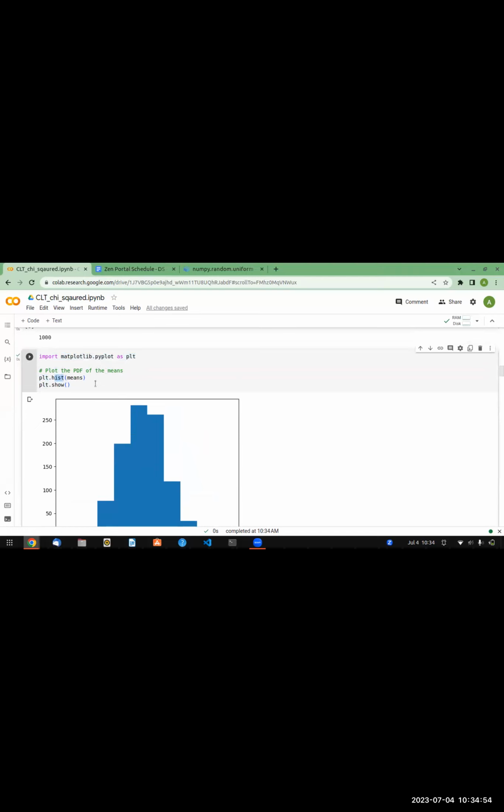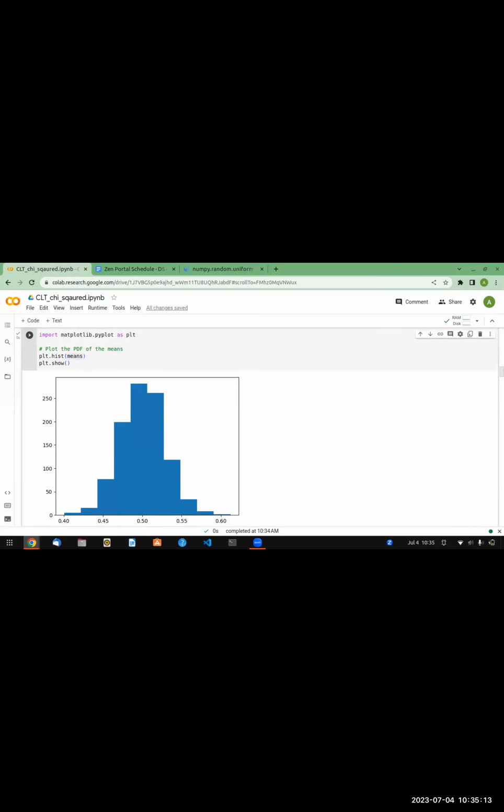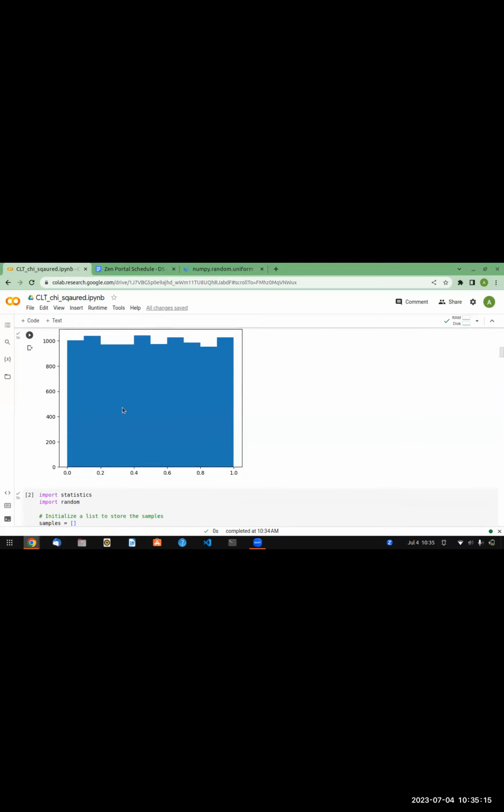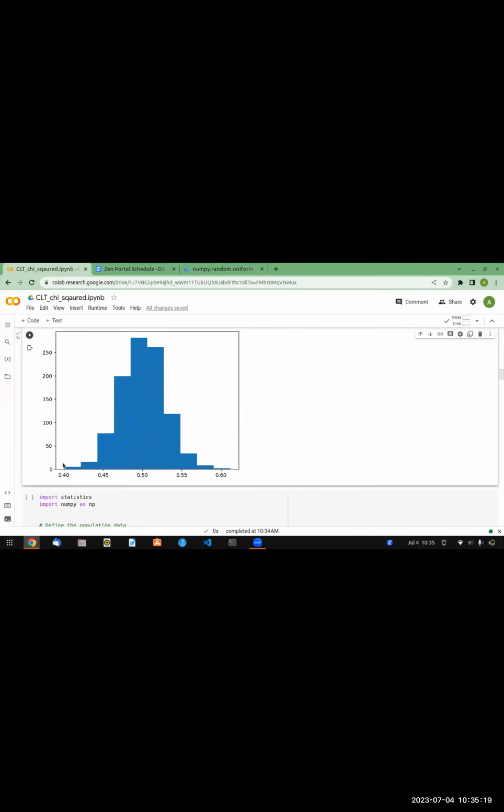plt.hist, the histogram, is to know the distribution of your data. And here I'm passing means, which contains 1,000 means. Now, this is one type of proof here. You can see this is following a normal distribution. Usually our data was looking something like this. Here we took the samples. The more samples you take, the closer it will be to a normal distribution. That is also one part.